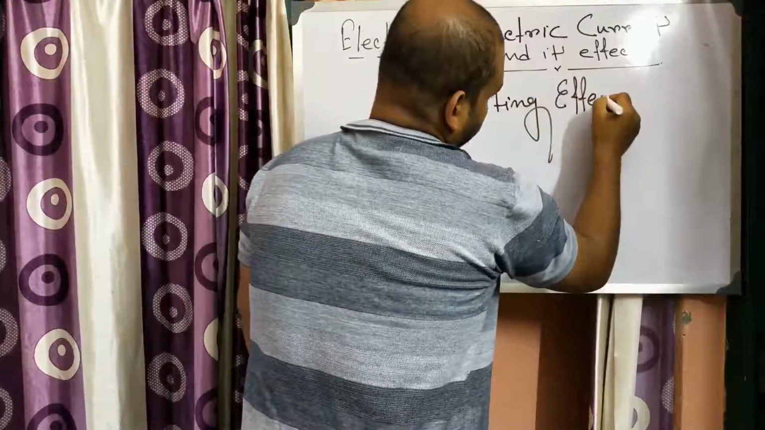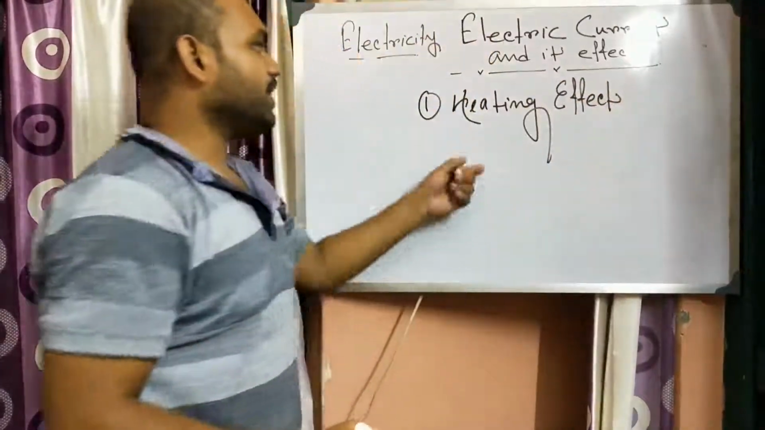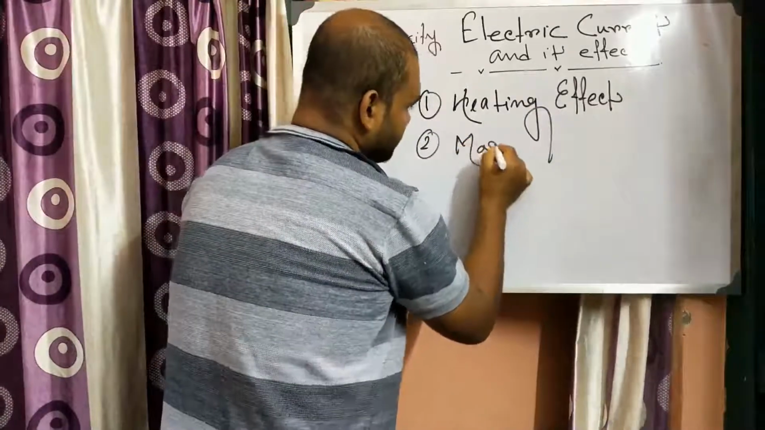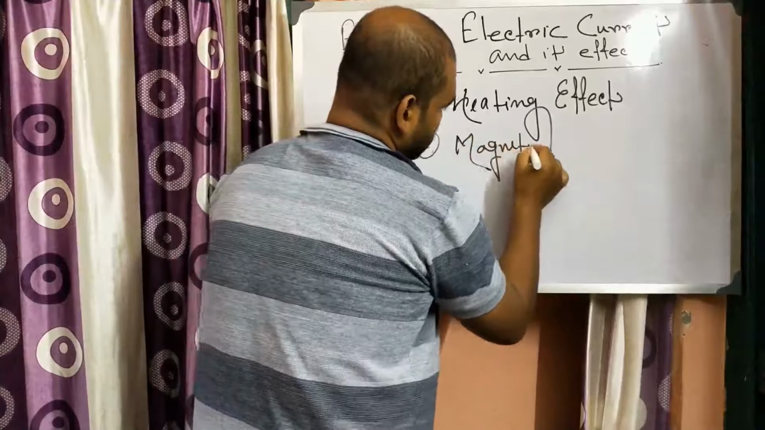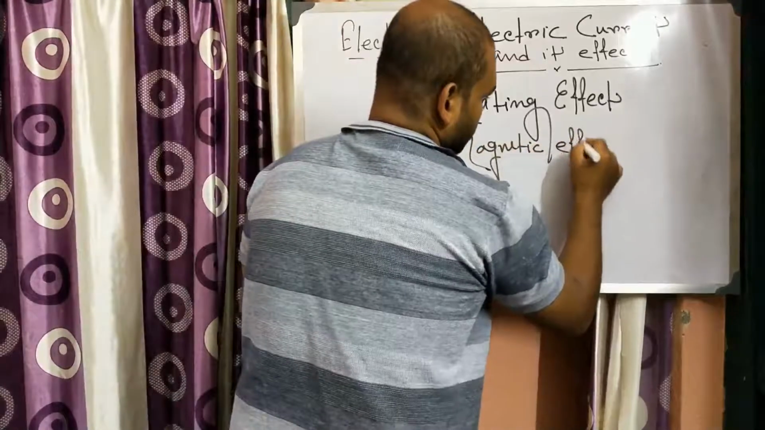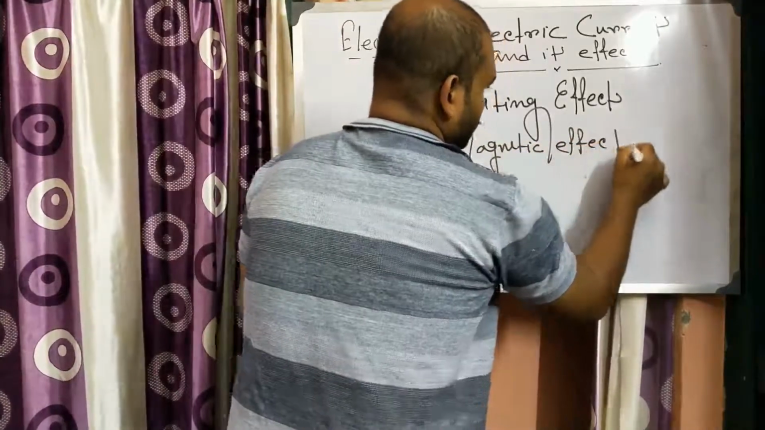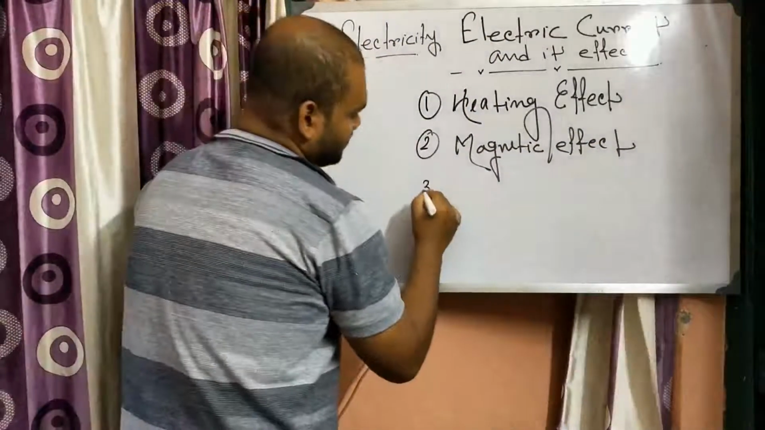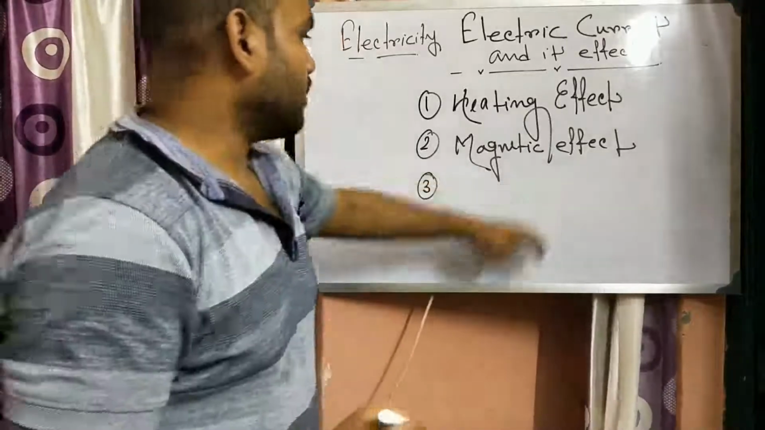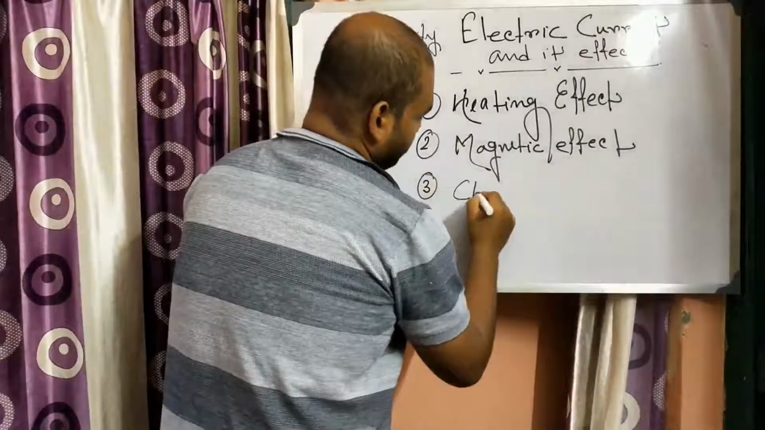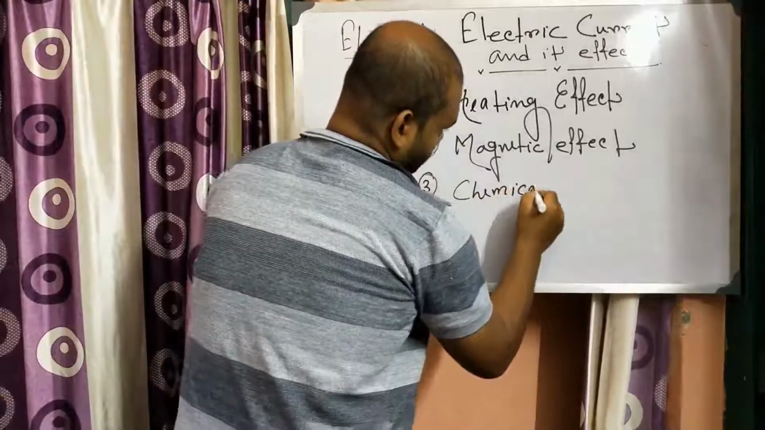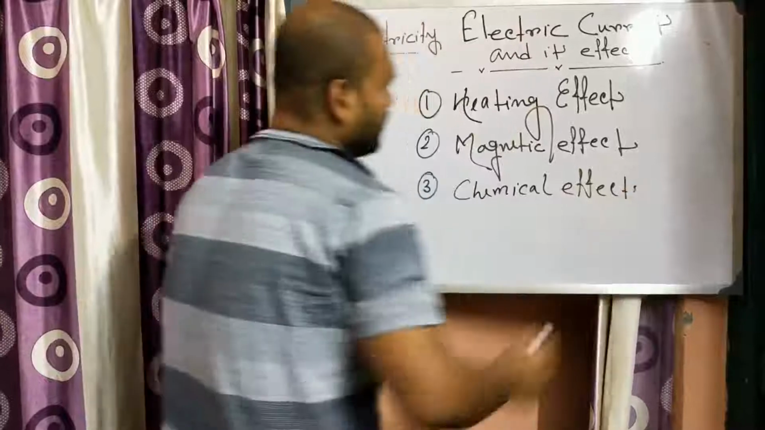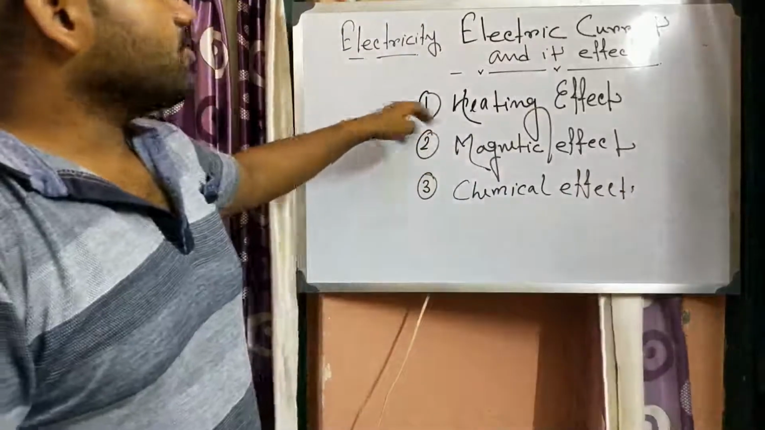Which we will learn today. And next is the magnetic effect, which we will learn in the next class. And number three is the chemical effect. So first let us know about the heating effect.